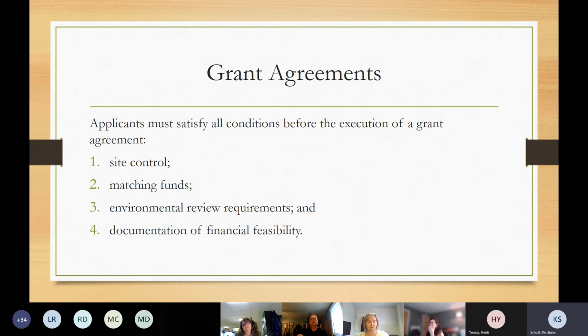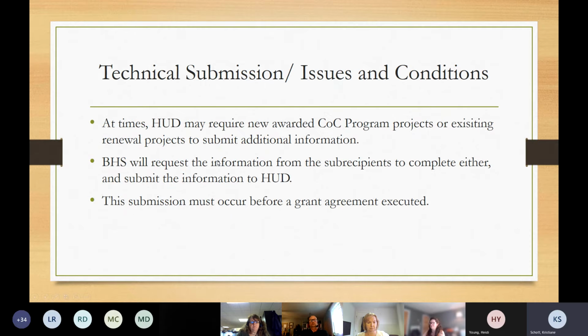So typically what HUD will do, specifically more with new project applications, is they will send a technical submission, or what I call an issues and conditions application, back to the Bureau of Housing Supports. And we work with any new or renewal projects, if that happens, to identify what are the issues and conditions that HUD is looking at. Some of the examples of conditions may include requests for supporting documentation on a project, again, the revisions of project budgets, modifications to a proposed activity, or making sure an activity is in compliance with regulations.